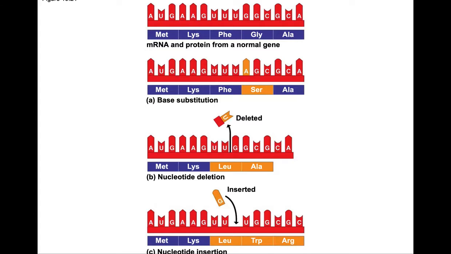Then picture C at the very bottom. Picture C says nucleotide insertion. Here we're adding a letter. Again, notice adding one is just as bad. We do have 5, so we still have 5 amino acids, but only 2 of them are normal, and 3 of them this time are totally different than what we're supposed to have. So a deletion and an insertion can be very, very dramatic.